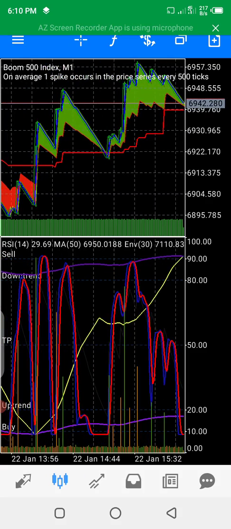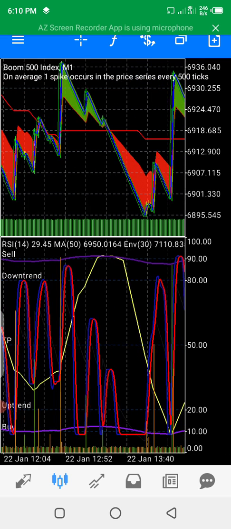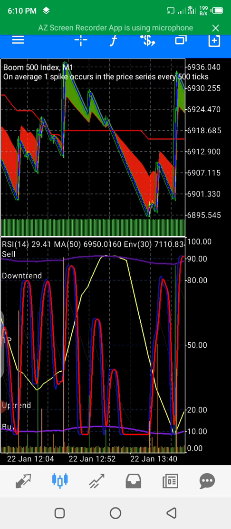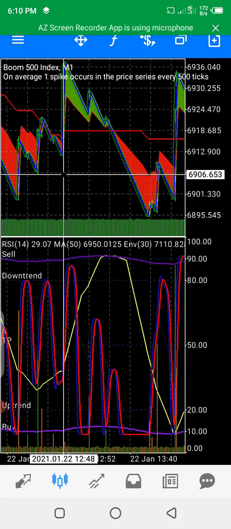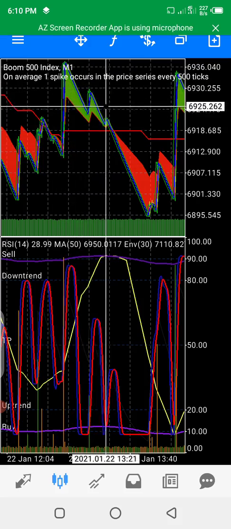So in the main chart, we have the Ichimoku. According to the settings, we have the green color and the red color. Whenever we are trading Boom, we trade Boom using the green color. This green color is the one we use to trade Boom.